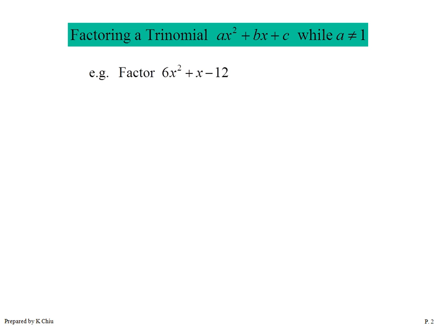Well, maybe kind of like the previous ones, maybe I can factor out something. If I take a look at all these three terms, 6x squared, x, and 12, there's nothing in common. So I cannot factor out the 6 and make it a different kind of trinomial. So how can we do that? Well, let's take a look at a simple example first. We are going to do that by grouping.